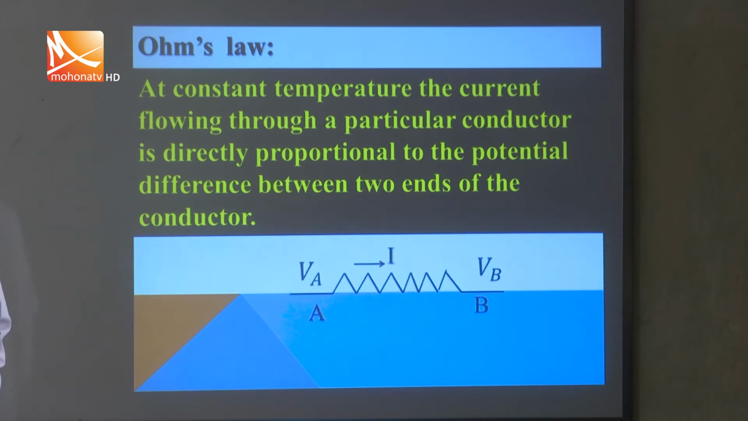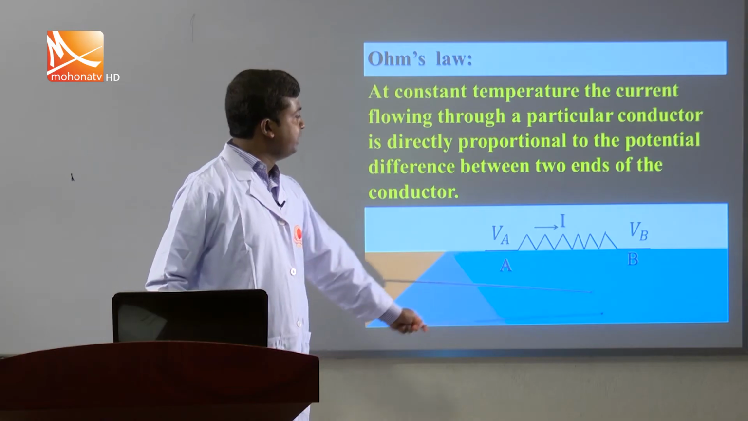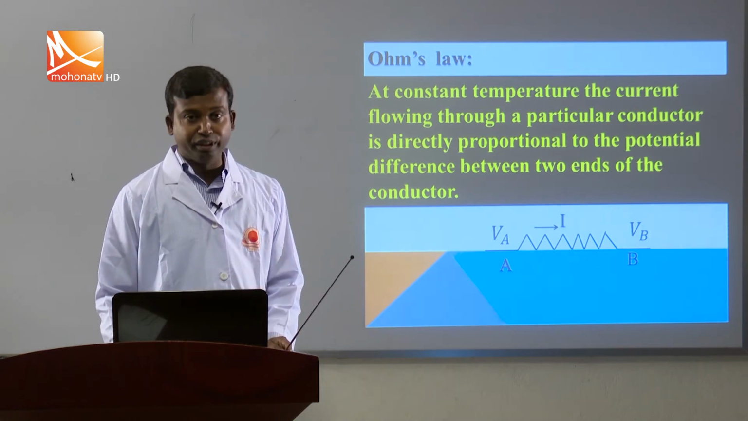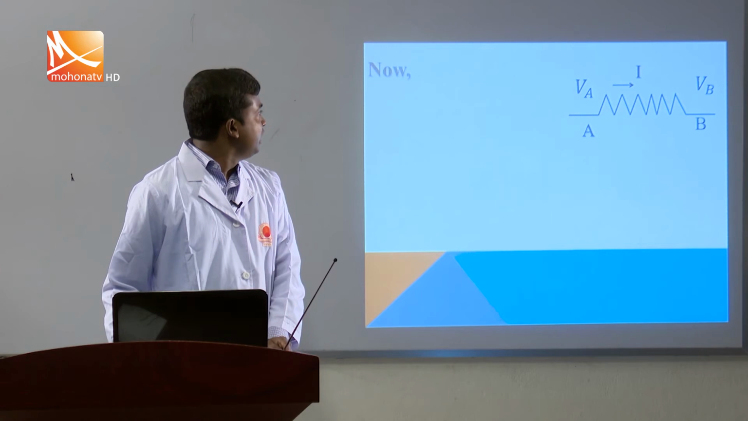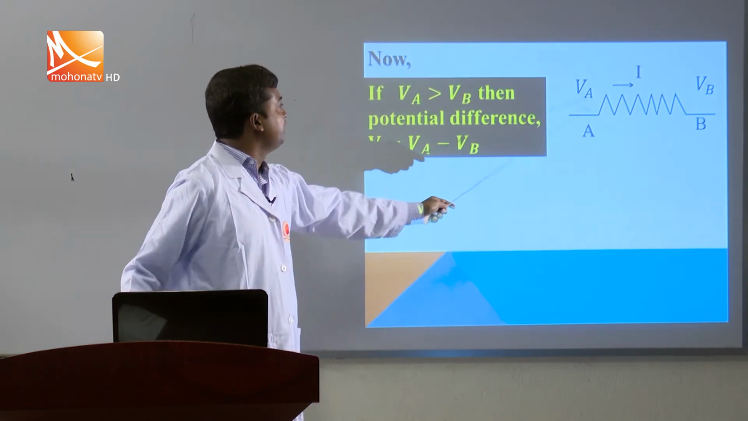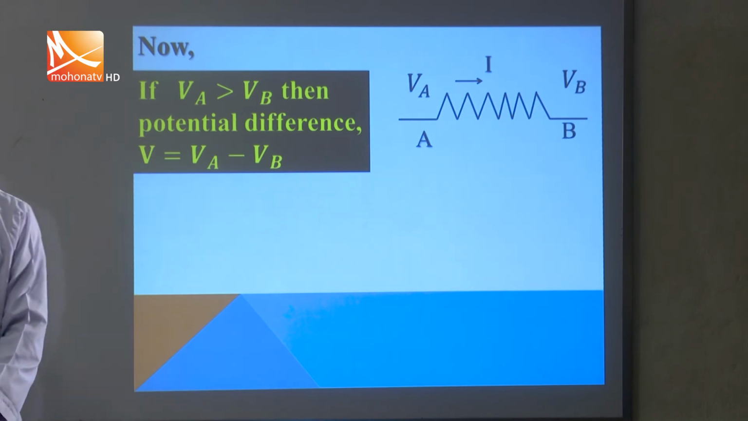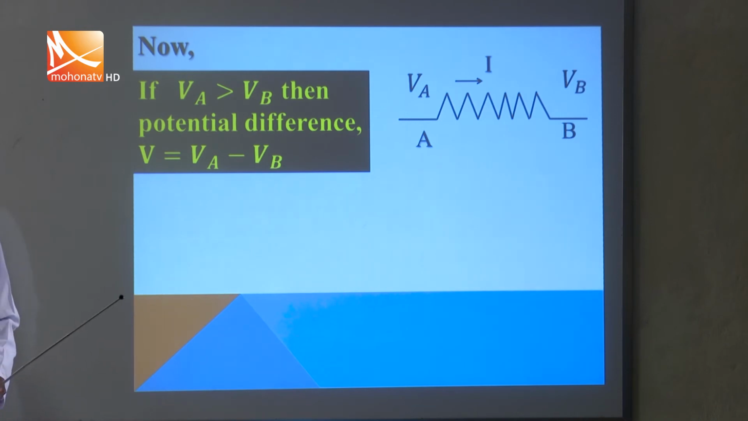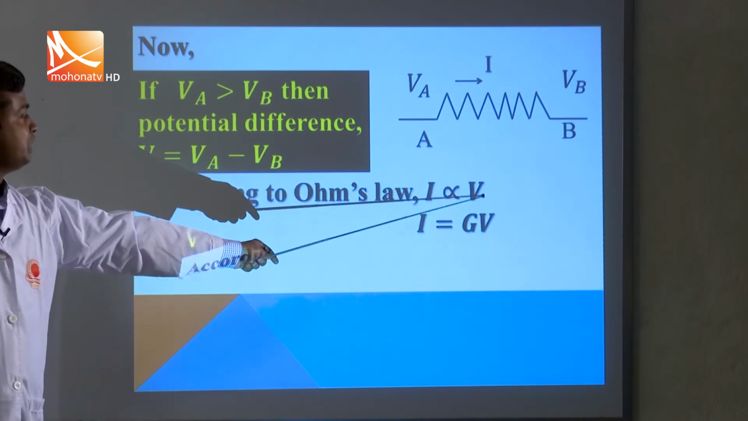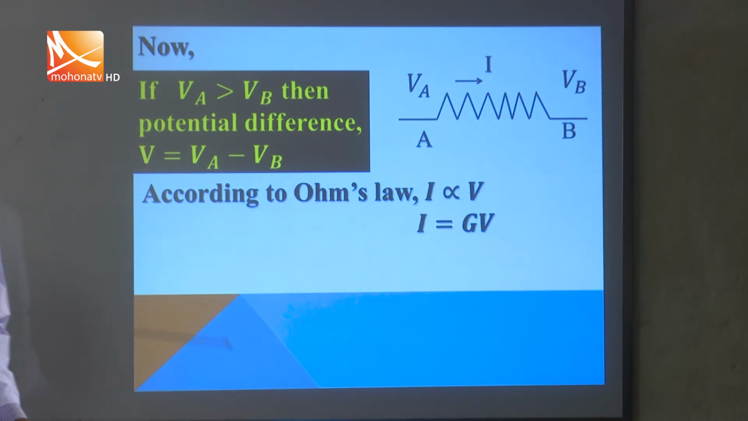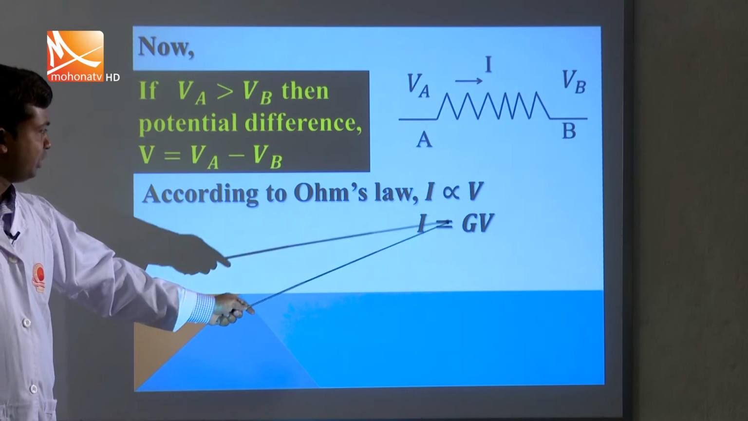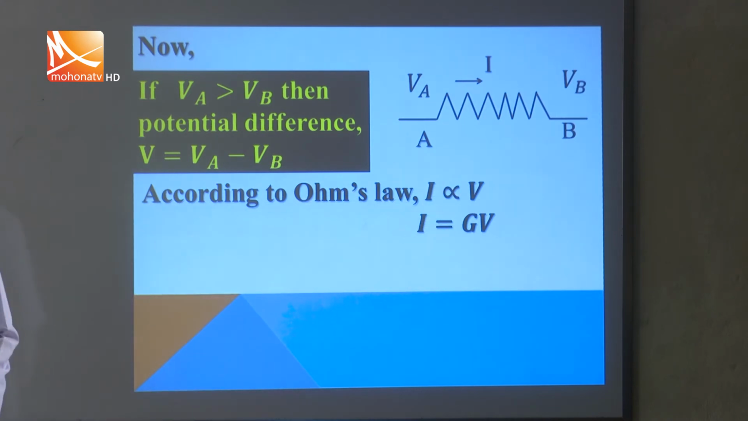Now, I am going to explain this. Suppose this is a conductor with terminal A at potential V A and terminal B at potential V B, and the flowing current is I. If V A is greater than V B, then the potential difference you can easily write as V equals V A minus V B. Now, from Ohm's law you can write I is proportional to V. When you write equals in place of proportional, you have to write a constant, and in this case G is that constant.